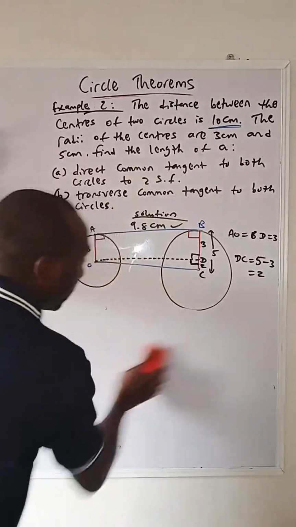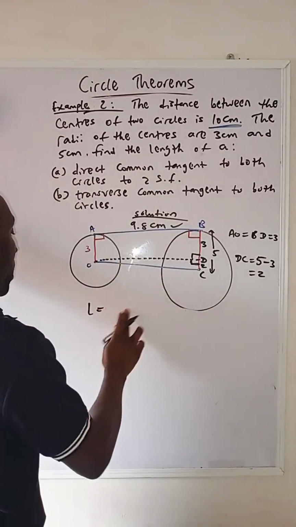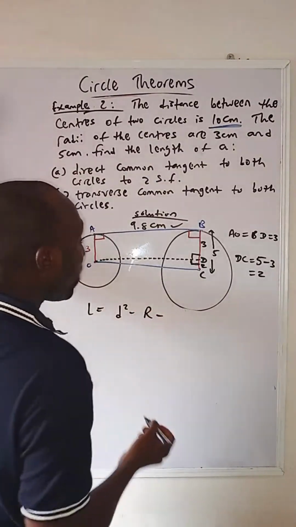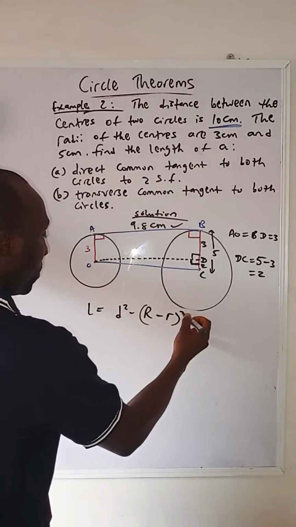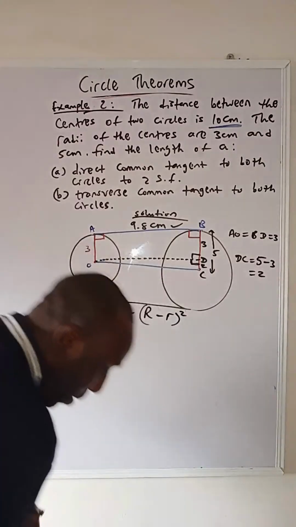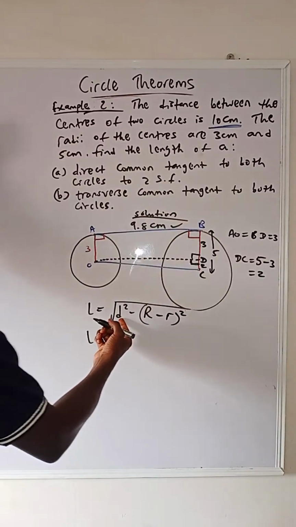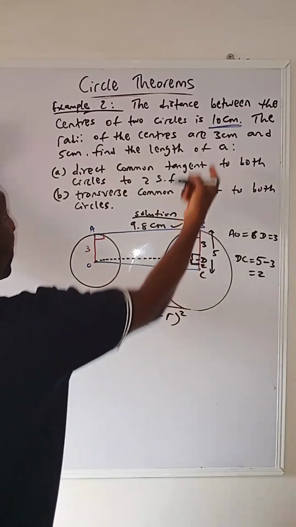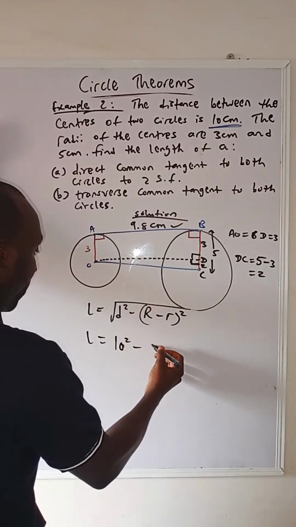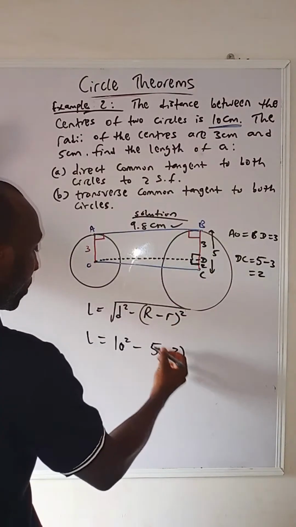So that formula, we wrongly applied it. The formula quickly is what? It is d squared minus r minus, because it's direct. Thank you for pointing that out, Akamu. So d is the distance between the centers, given as what? 10. So 10 squared minus big R is what? 5 minus small r is what? 3. All squared.